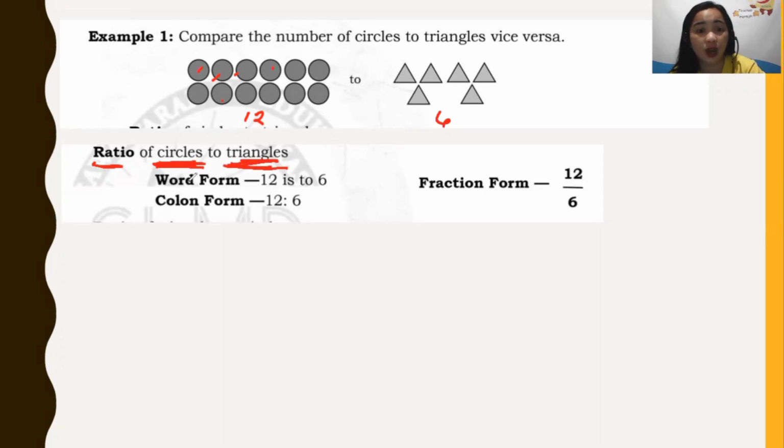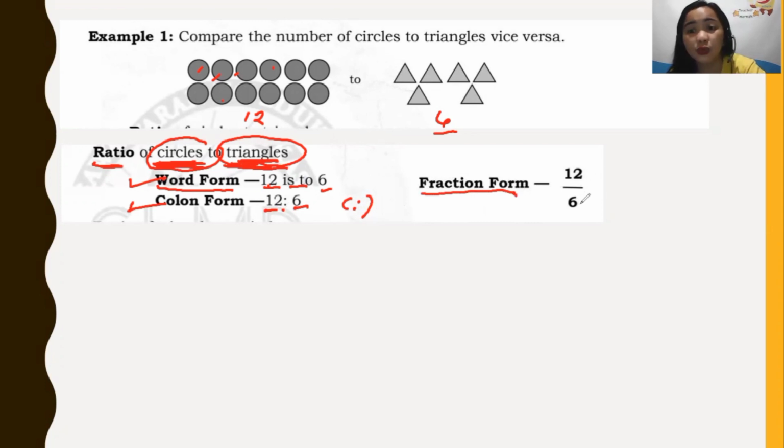Now, there are three ways on how to represent the ratio. The first one is the word form. Since we are looking for circles, that is 12, and triangles, which is 6. Therefore, we have 12 is to 6, that is in word form. The second form is the colon form. We have 12 is to 6, so we use the symbol colon. And then the last is the fraction form, that is 12 is to 6 also. So kung mapapansin nyo, hindi pwedeng magbaliktad si 6 at si 12 because we are looking for circle to triangle.